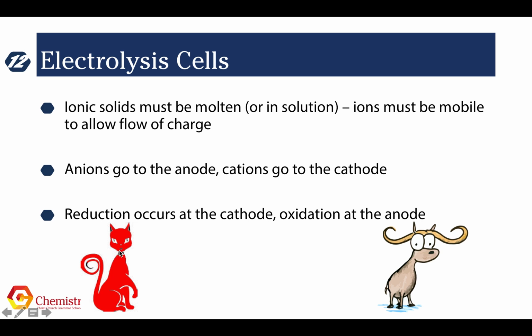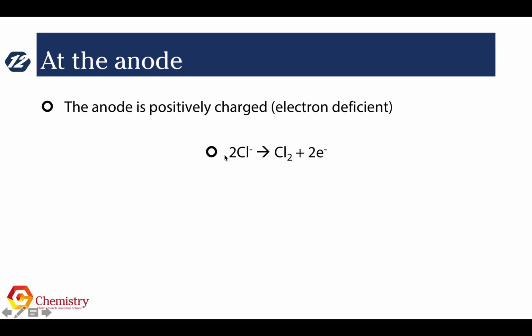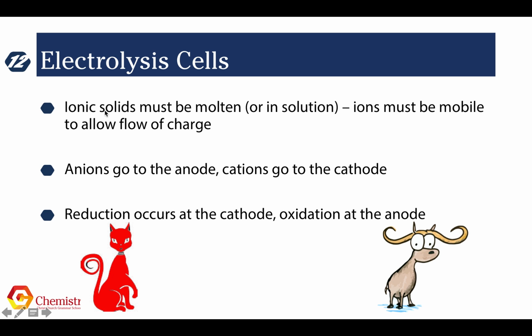Here's my little aid memoir again. So reduction occurs at the cathode, red cat, and at the anode oxidation occurs, so an ox. So this is the oxidation process, so that's happening at the anode, and this is the reduction process, gaining electrons, and that's happening at the cathode. And that's pretty much electrolysis or electrowinning.